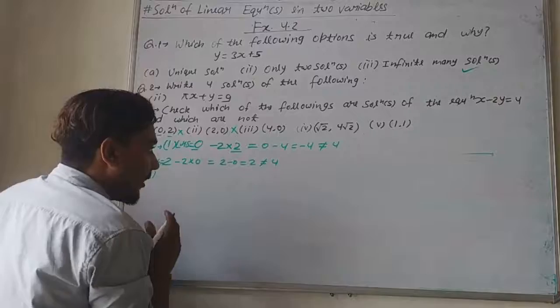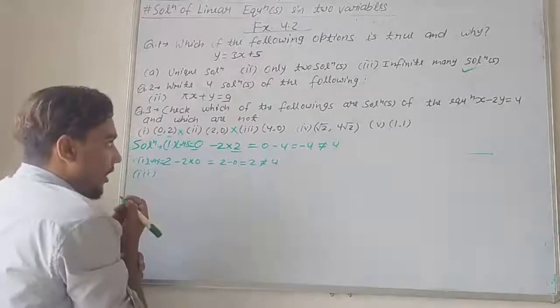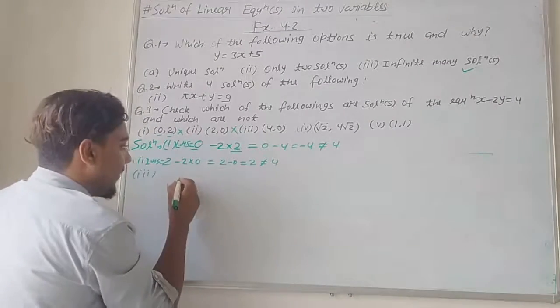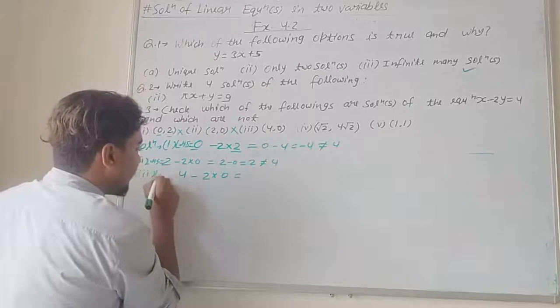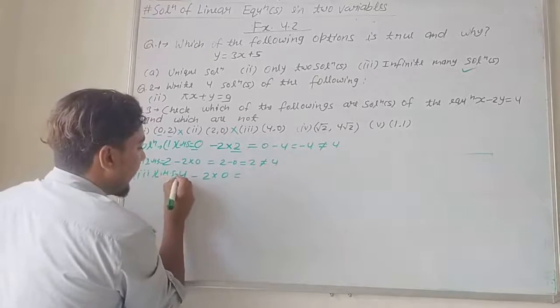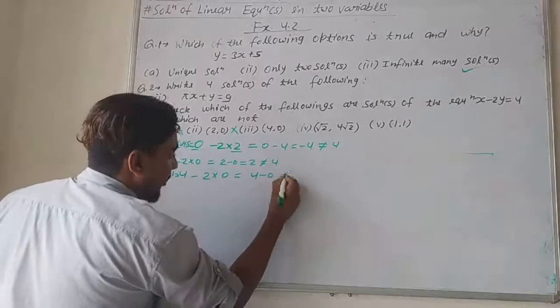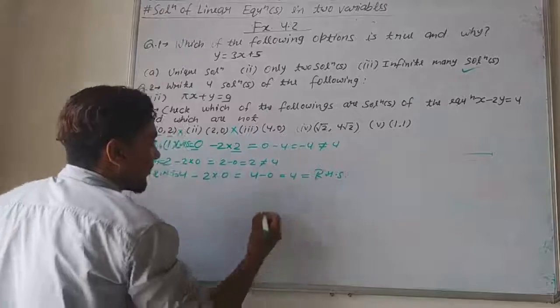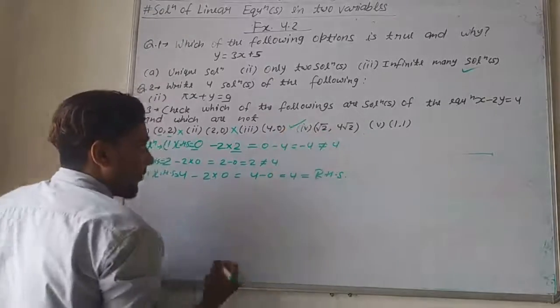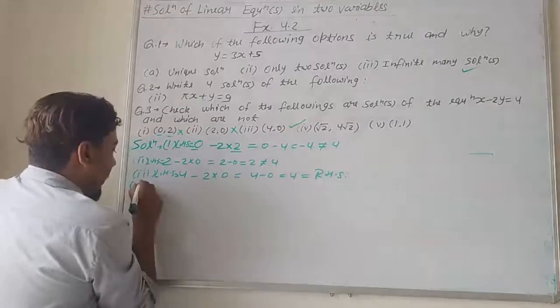Part number 3. What we do? We put x equal to 4 and y equal to 0 in x minus 2y. LHS: 4 minus 0 equal to 4, which is equal to RHS, and this satisfies the given equation. So (4, 0) is a solution of the given equation.